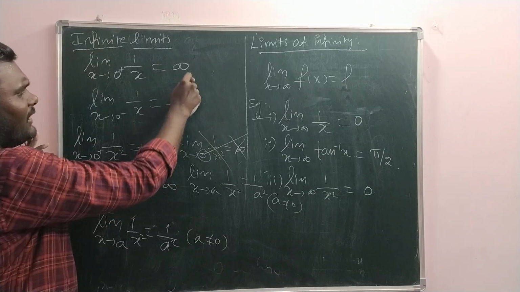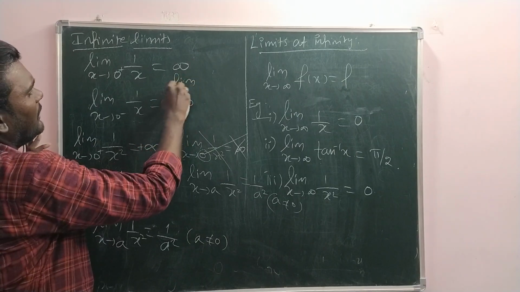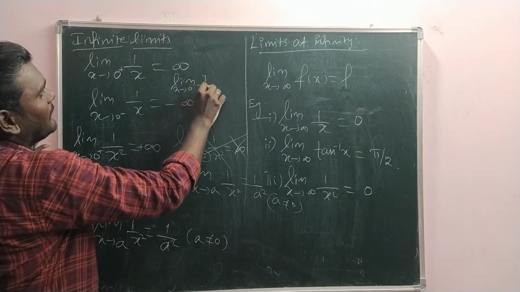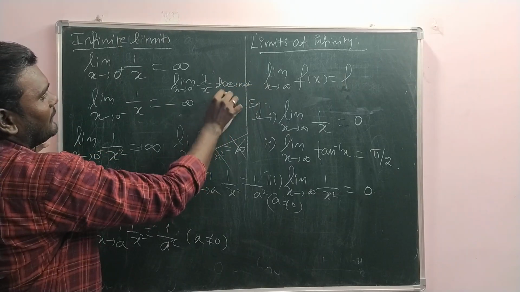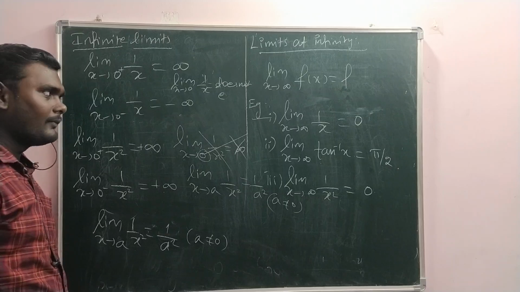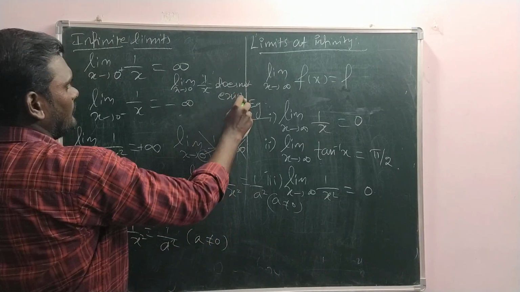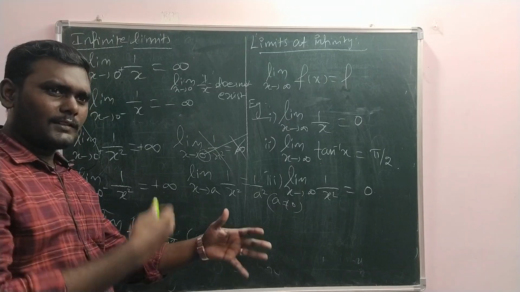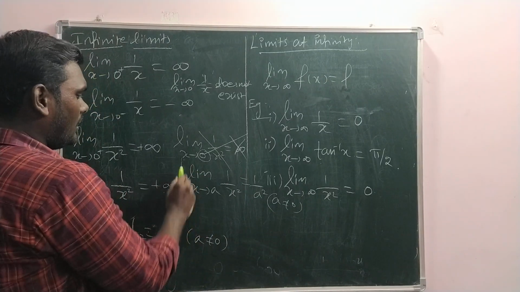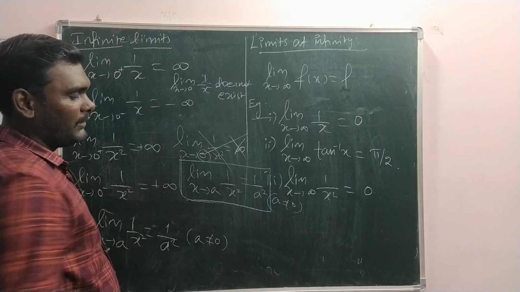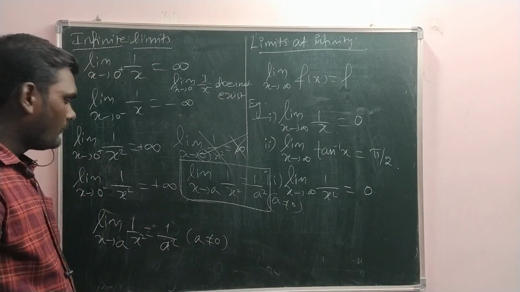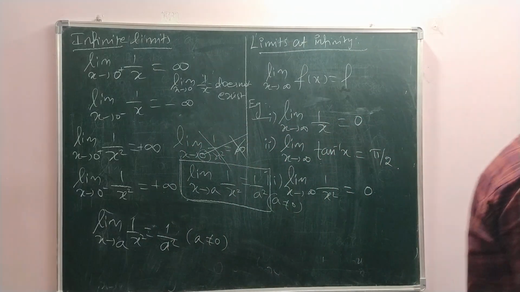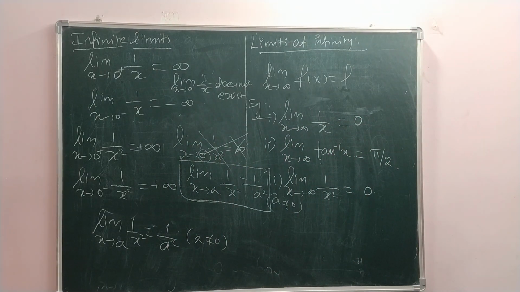Limit does not exist, yes. See, limit x tends to 0, 1 by x, the limit does not exist. We solved this question. LHL not equal to RHL. This kind of situation also may come. We took this kind of output from this, right? Like the domain can be modified like that. Alright, and then some more standard limits.